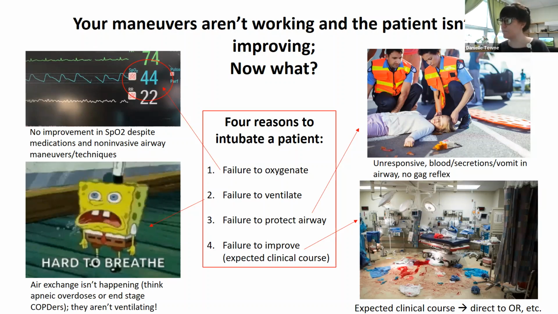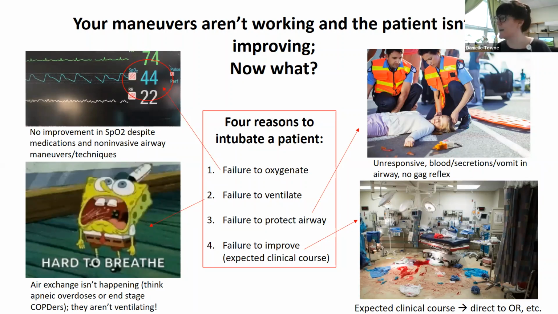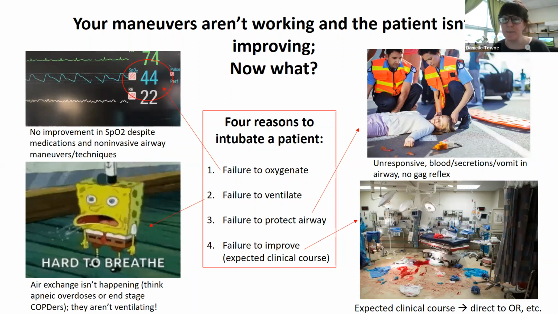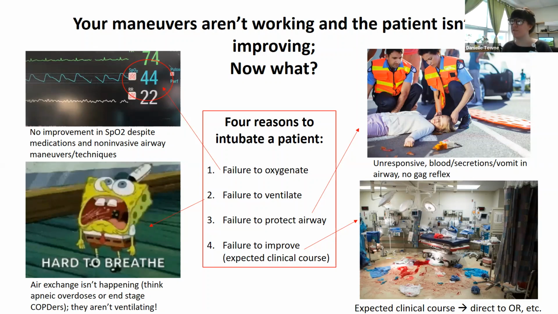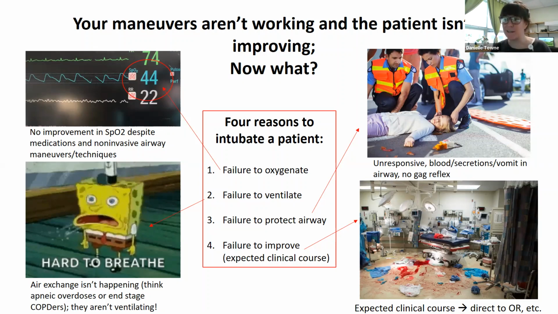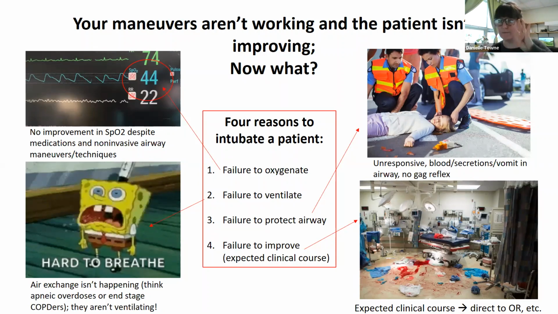They get intubated. Failure to protect their airway. They're unresponsive. They have blood, secretions or vomit in their airway and they can't clear it. They have no gag reflex. They get intubated. And then a failure to improve or expected clinical course. Somebody that you know is going to be going directly to an OR or directly escalating care when they arrive to the next facility, they can safely be intubated. So these are your 4 reasons to intubate somebody. They're not oxygenating, they're not ventilating, they are not protecting their airway, or it's an expected clinical course and you feel that you can do it safely. 4 reasons.